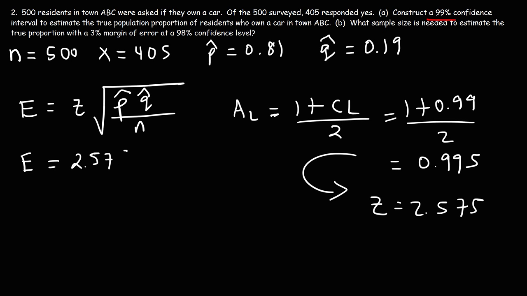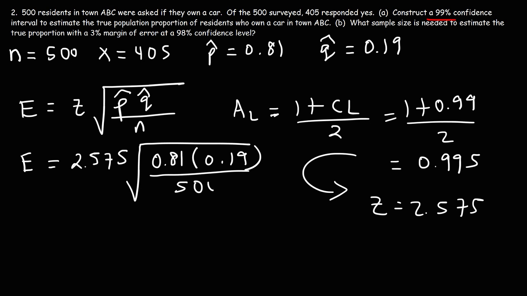So now let's calculate the margin of error. Let's plug in z and everything else. p hat is 0.81, q hat is 0.19, divided by the sample size of 500. So 0.81 times 0.19 divided by 500, and if you take the square root of that, that's 0.01754. Then multiply that by 2.575. So you should get a margin of error of 0.0452 if you round it.